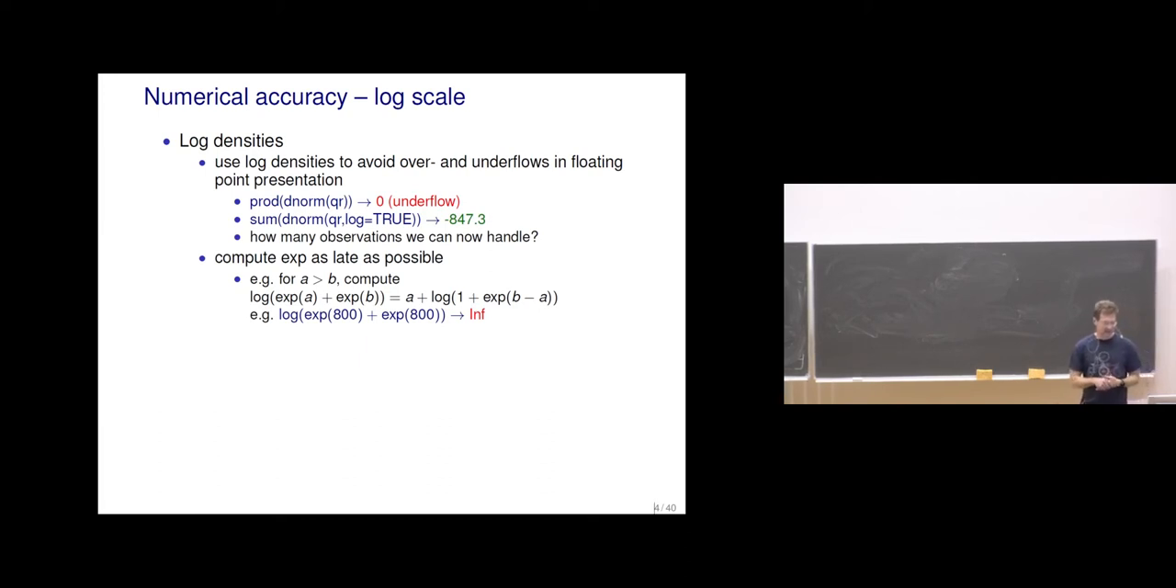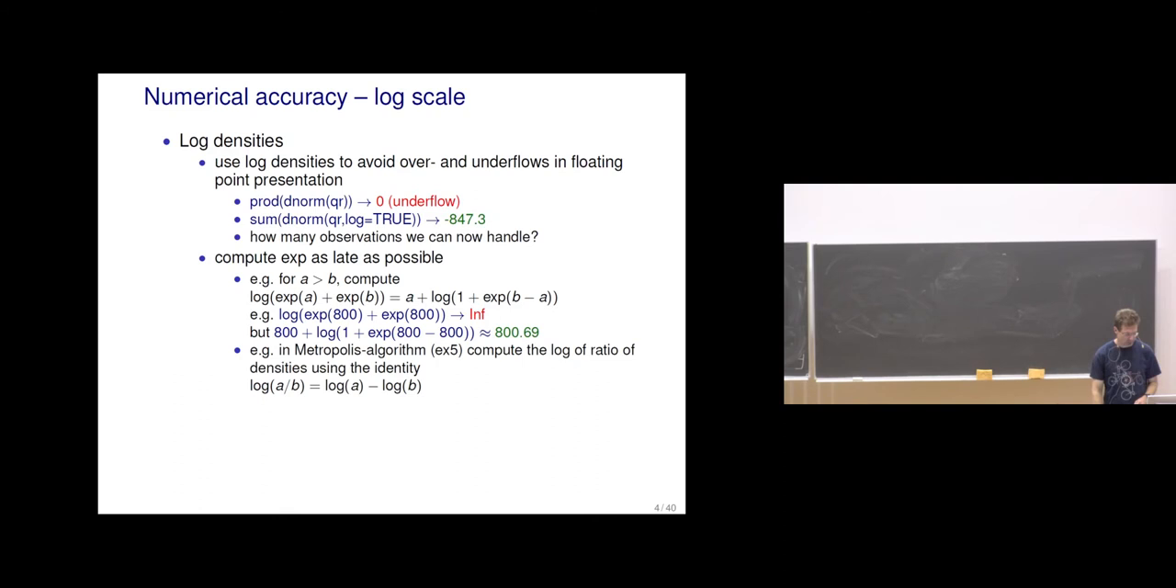So here's an example: exponentiating 800 gives infinity, and then it doesn't help to take the logarithm of infinity. But if we change the order of calculation, we can stay inside the range of floating point numbers. Next week, in your exercise, you will implement the Metropolis algorithm, and there you need to compute the logarithm of a ratio of densities. Instead of computing the ratio of densities, you can just compute the difference of the logarithms, and that's the logarithm of the ratio of densities.